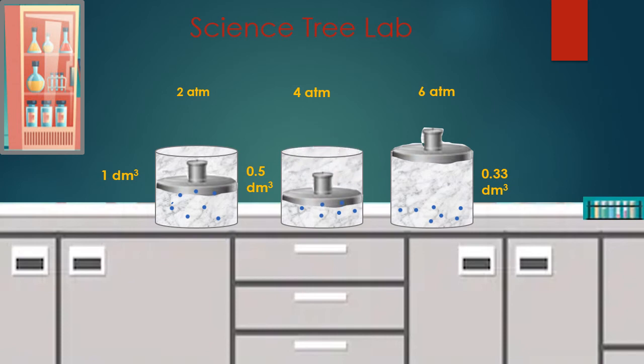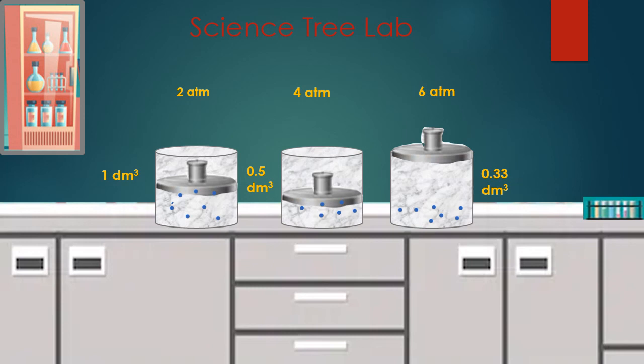What is happening here? The product is the same. The product of both cylinders is the same. It means that the increase in volume is equal to the decrease in pressure, or according to this experiment, I can say that the increase in pressure will be equal to the decrease in volume.